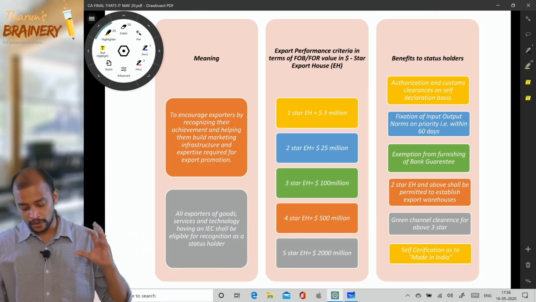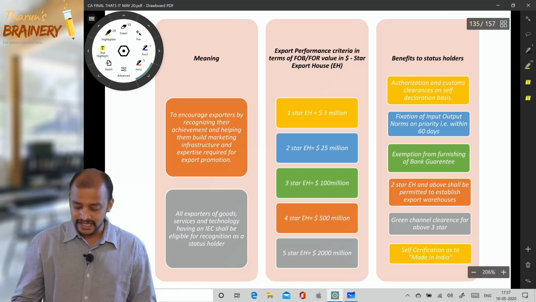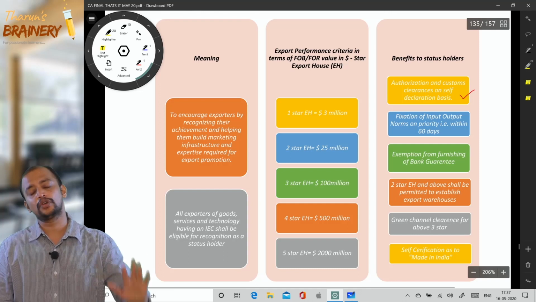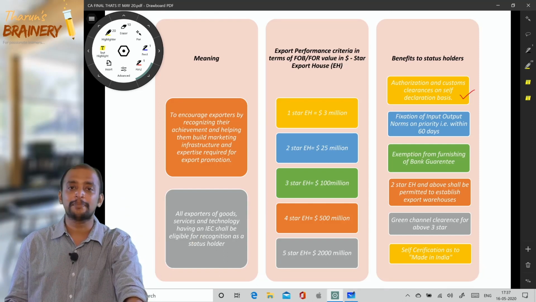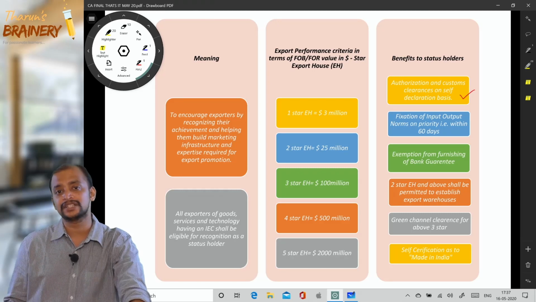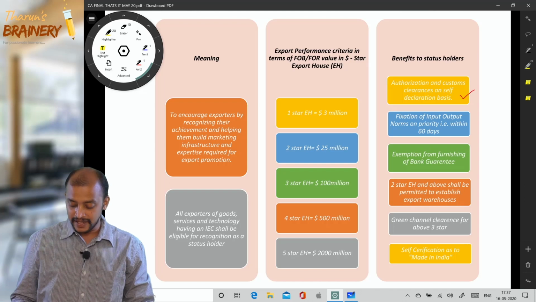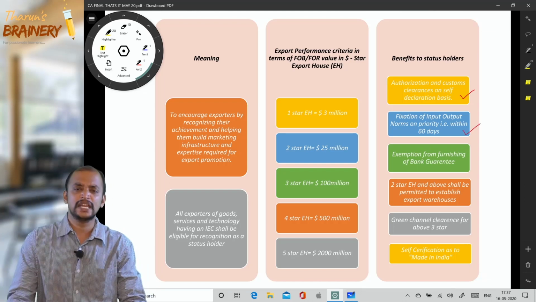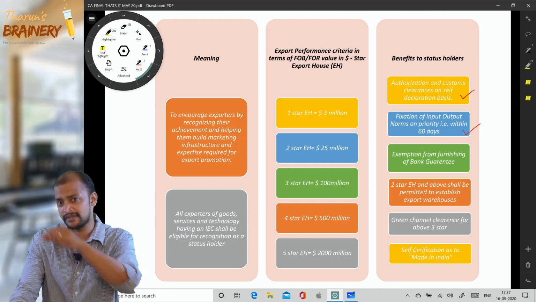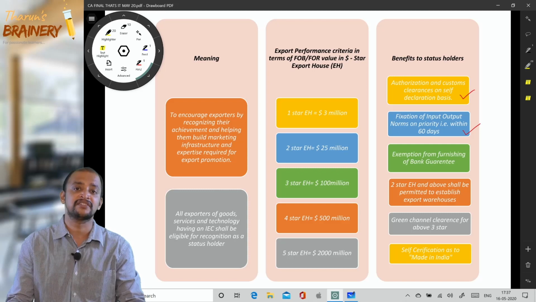Once you are a status holder, authorization and customs clearances on self-declaration basis. So no need to have any person to declare. So you don't have to do the packing under the supervision of the officer. You can do self-packing and self-certification. Then fixation of input-output norms on priority within 60 days. Why input-output norms are required? DFIA will be given only when you have input-output norms standard. Otherwise, you will not be given DFIA.